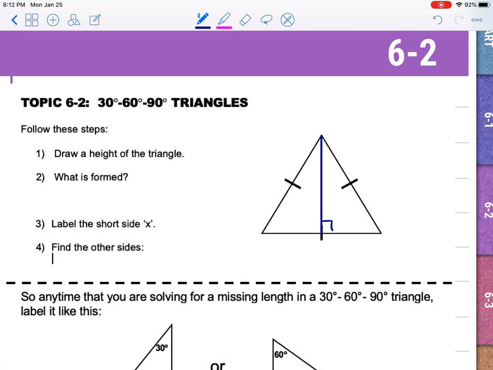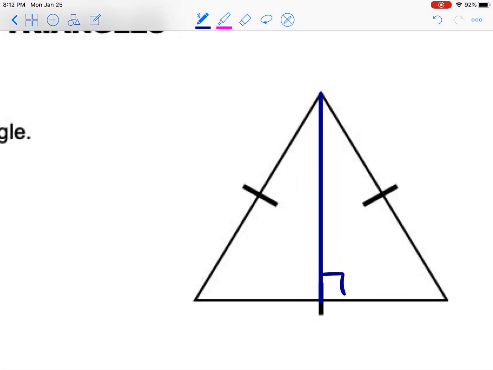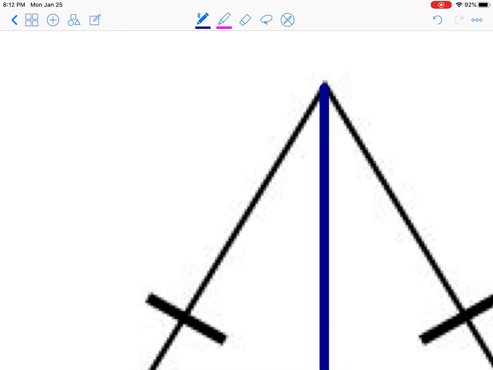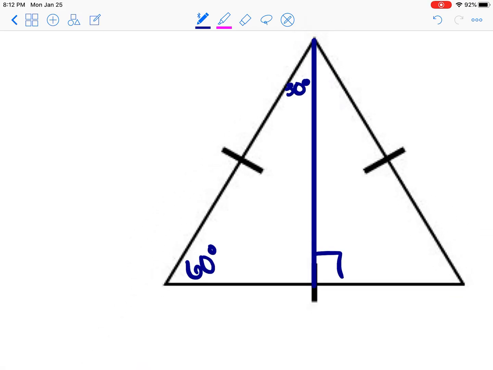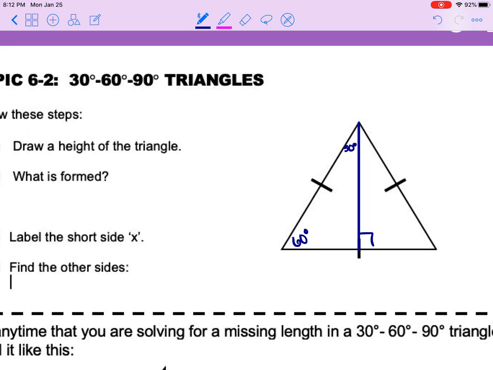It says what is formed. Well, we know that we have those right angles. We created 2 triangles. We also know that we started with an equilateral triangle. And if we start with an equilateral triangle, we know that all of these angles are 60. Well, when we draw the altitude, it bisects that top one, creating our 30 degrees. And so this is how your 30, 60, 90 is formed.